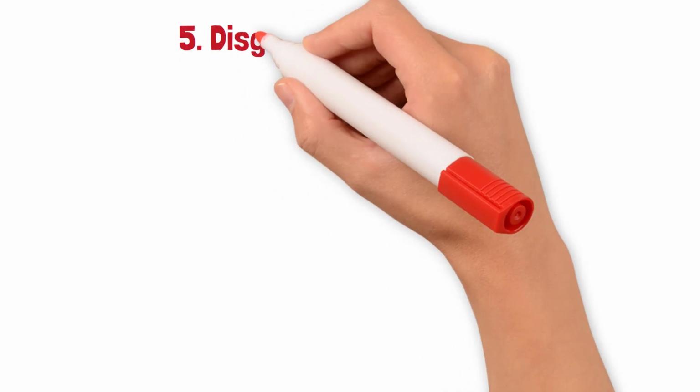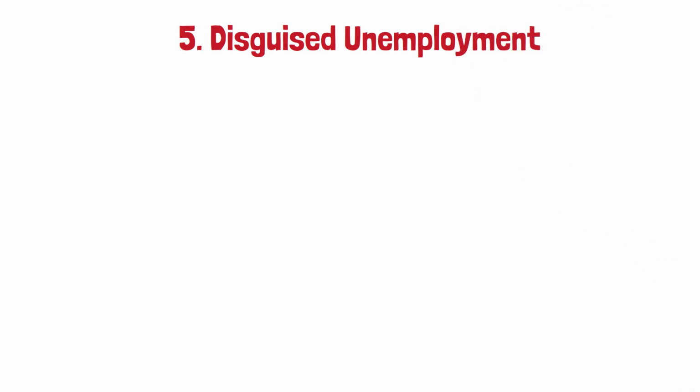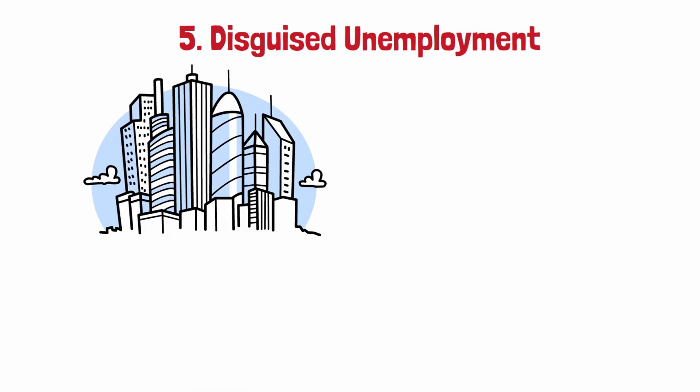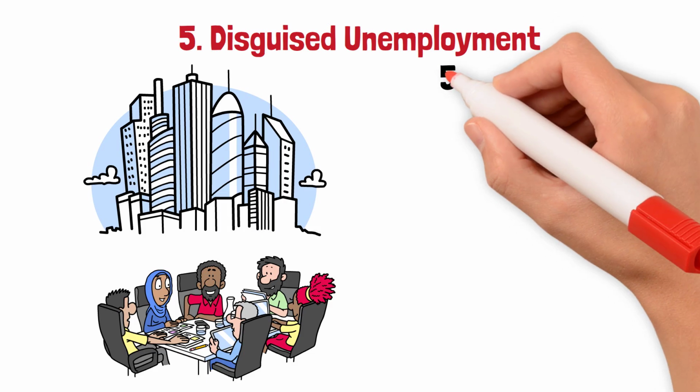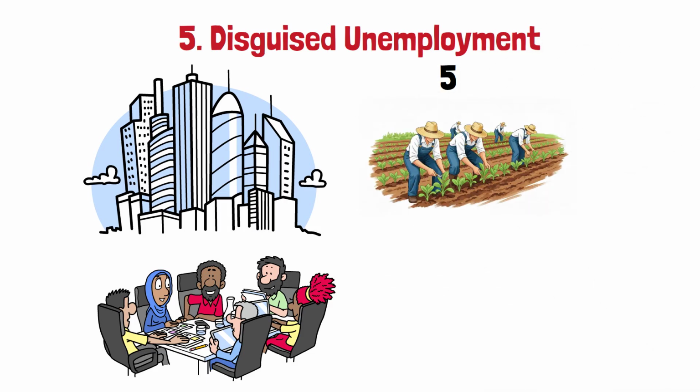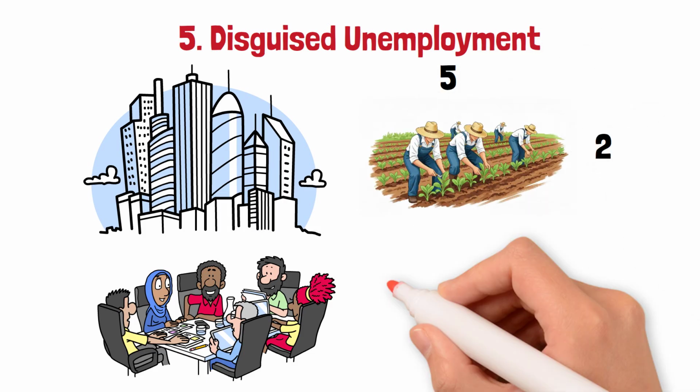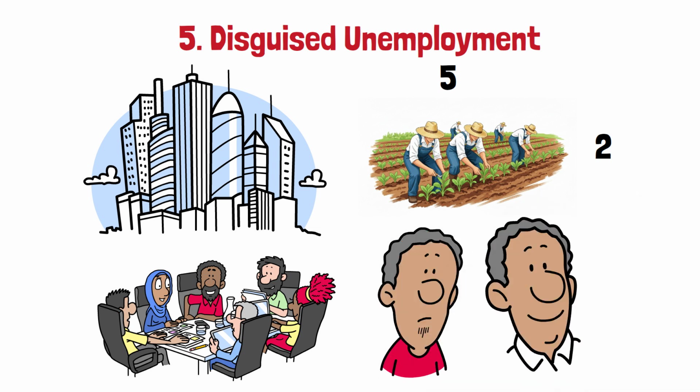5. Disguised unemployment, common in developing countries. More people work than actually needed. Example: 5 family members working on a farm that needs only 2. The others are technically unemployed. It hides real productivity problems.